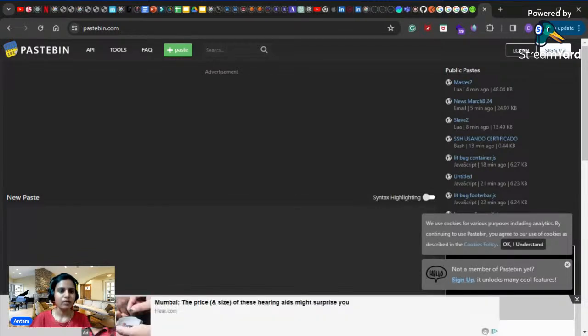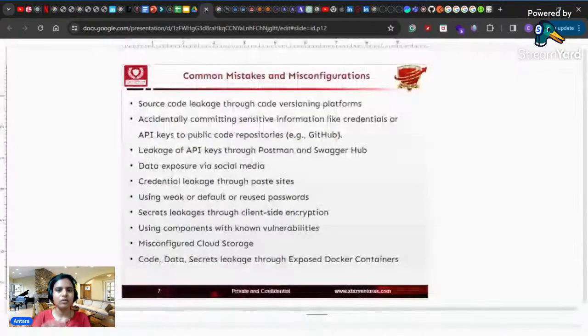I have a couple of examples where I was able to retrieve a password in clear text, which I used to gain access to a couple of web applications and perform my further attacks on them, right?